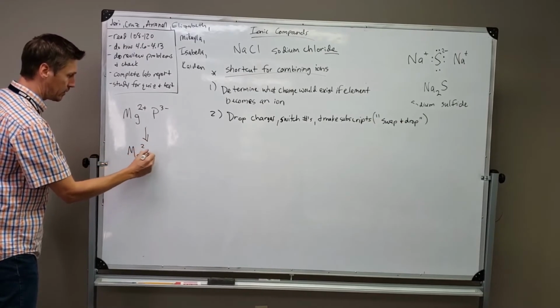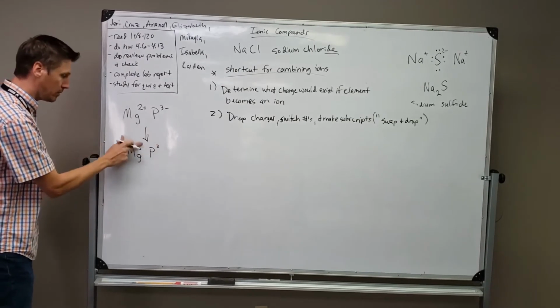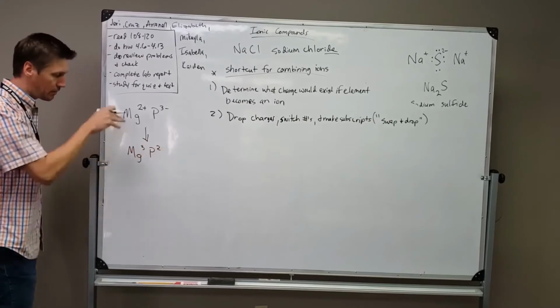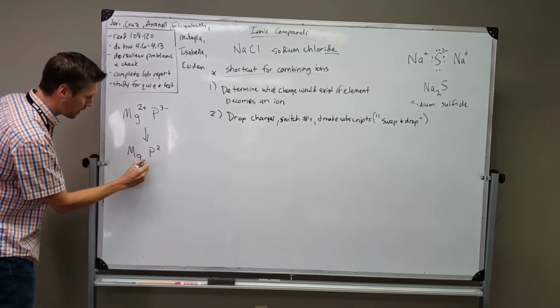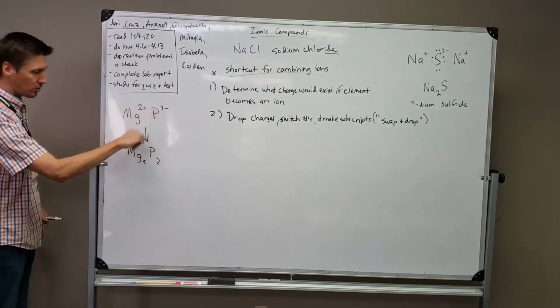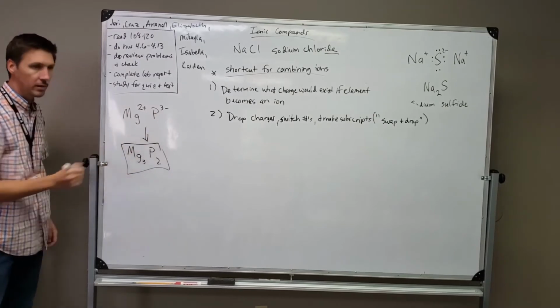So for this one, we remove the charges, which would be like this. Right? We're going to swap them. So we're going to put the 3 over here, we're going to put the 2 over here, and then we drop them down. So we put the 3 here and the 2 here. You see how I just swapped those around and dropped them down? This is the chemical formula for that compound.